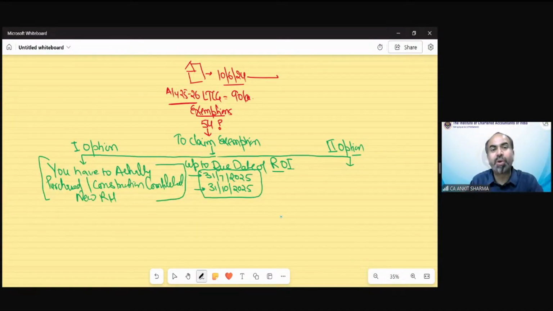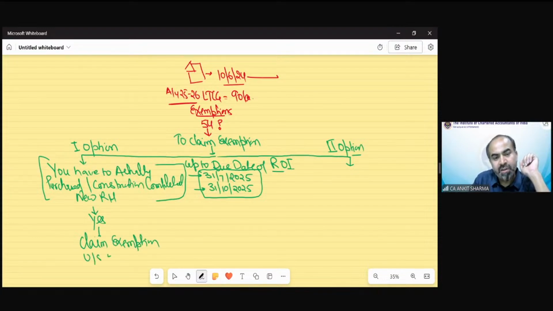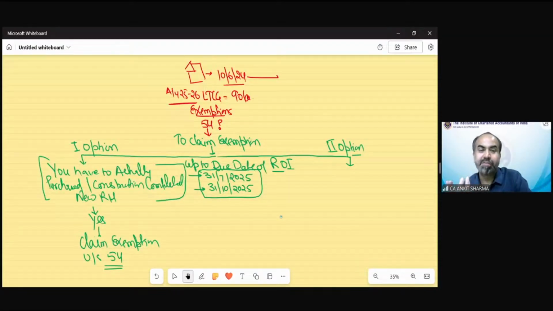So if you want to claim exemption under section 54, you have to actually purchase the property or the construction should be completed for that property up to 31st July 2025 or 31st October 2025. If you have done this, you can claim the exemption under section 54. So now you might be thinking, this is very wrong.